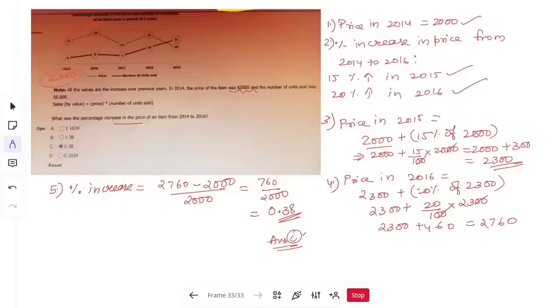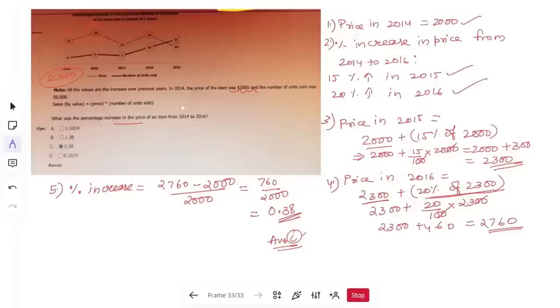Now again we will calculate the price in 2016. We will take the price from the last year, that is 2300, plus the percentage increase that happened in 2016. From the diagram we can see that the percentage increase was 20%. So we will do 20% of 2300. When you solve it, you will get the new price as 2760, which is the new price in 2016.